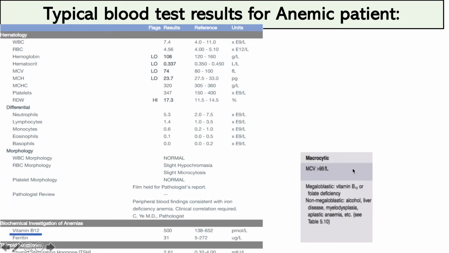So this does not relate to this part of the video, but I just put it in there so that you don't get confused. Since they look for vitamin B12, think macrocytic in your head as well. But in this case, this person has microcytic hypochromic anemia.